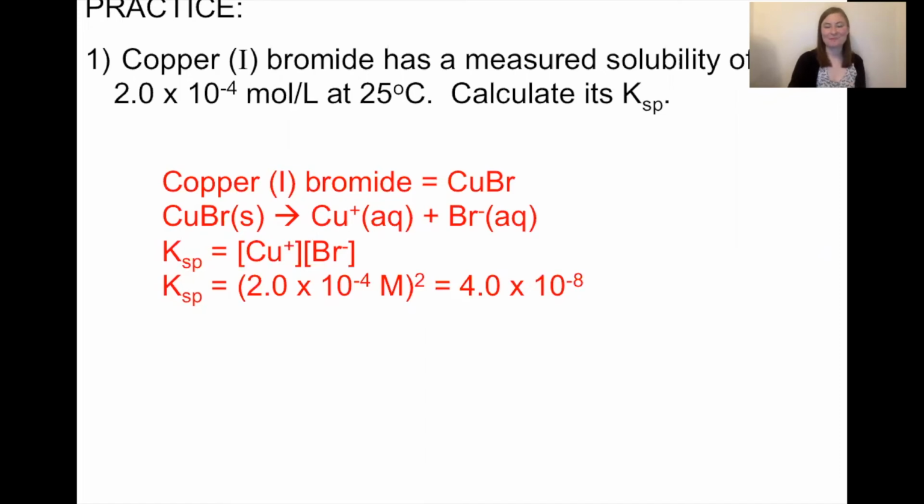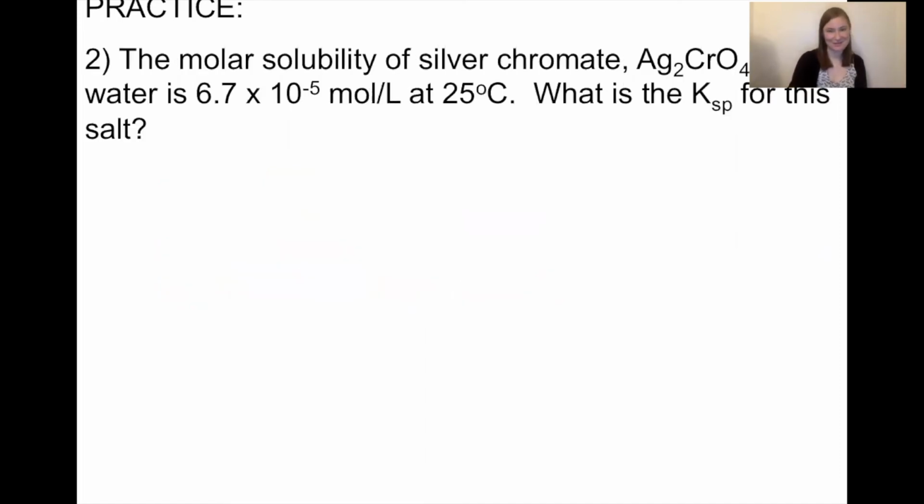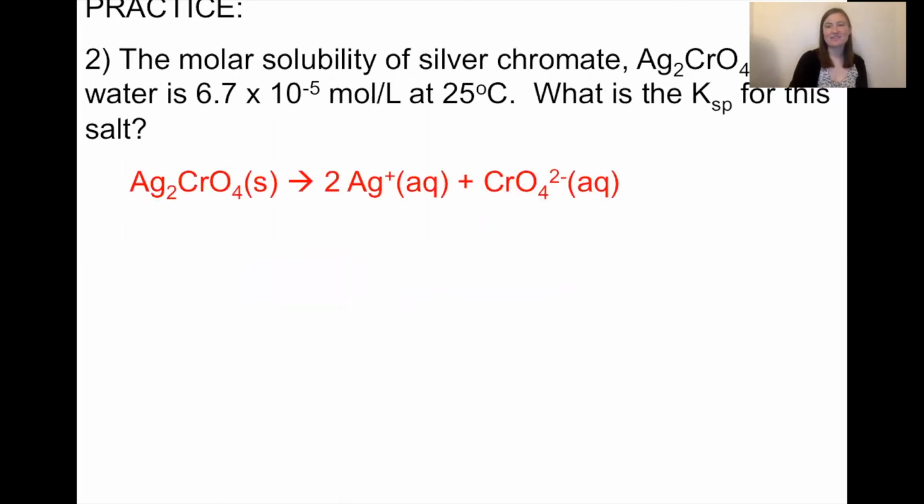If you haven't already solved problem 2, pause and solve problem 2. If you have, let's go over problem 2. Right, so we're looking for the KSP of silver chromate. Here's the expression for silver chromate dissolving into solution. Here's our KSP expression, right?